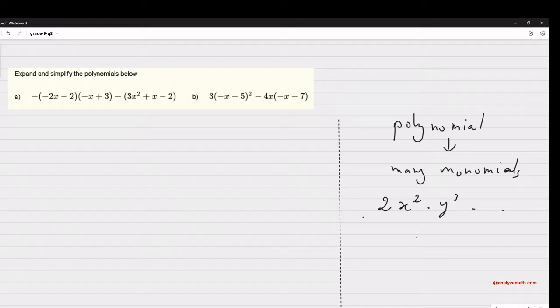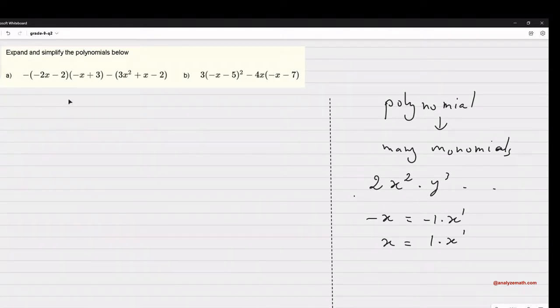So, for example, negative x. What is negative x? It's negative 1 multiplied by x to the power 1. What is x? It's 1, the coefficient, multiplied by x to the power 1, and so on.